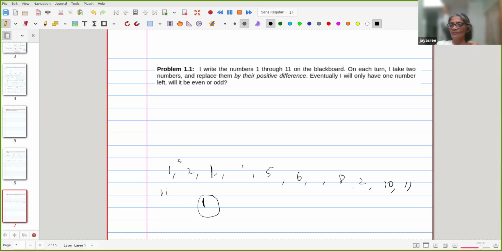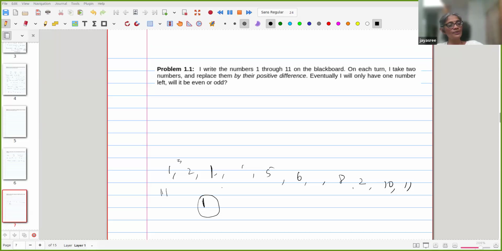Now I am asking whether that 1 number will be even or odd. Ma'am, it's even. Ma'am, it is odd. I hear that there are a few of you who are saying that it is even, and there are a few who are saying that it is odd.